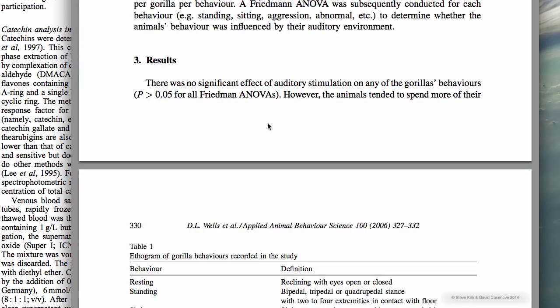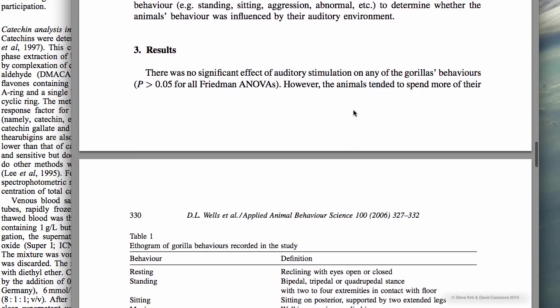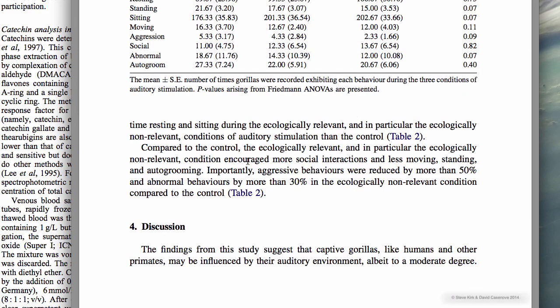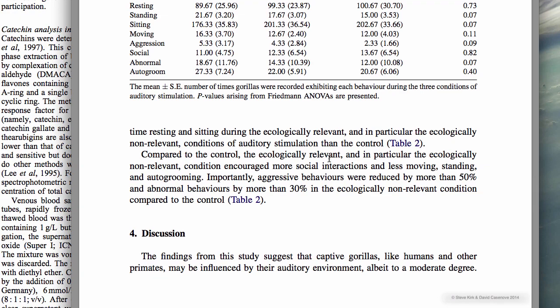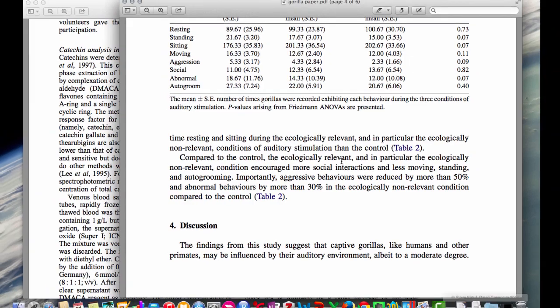Okay, in the case of this paper, which is about the effect of different kinds of sounds on the behavior of gorillas, everything is in past tense. There was no significant effect. The animals tended to spend more of their time. These conditions encouraged more social interactions. Aggressive behaviors were reduced. In this paper, they don't actually refer to any of the tables by saying like table 1 shows, so there's no present tense.